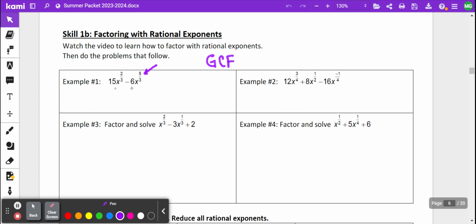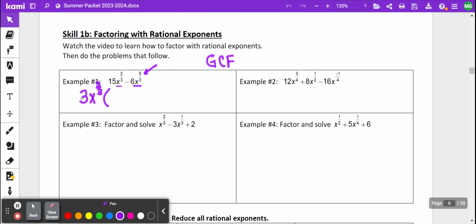So, if we look at these two terms, we can clearly see 15 and 6 have a GCF, or greatest common factor, of 3. That is old news. Now, when we look at these exponents, we have x to the 2/3 and x to the 5/3. Well, basically, we can factor out the smaller exponent. So 2/3 is obviously less than 5/3. So we can take out x to the 2/3. And then we go ahead and do that.